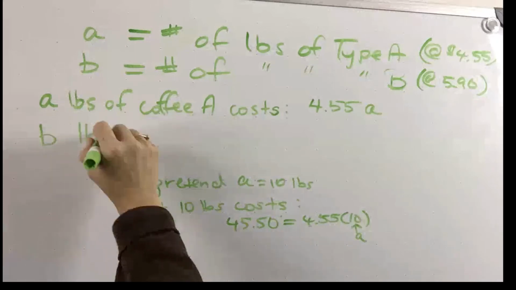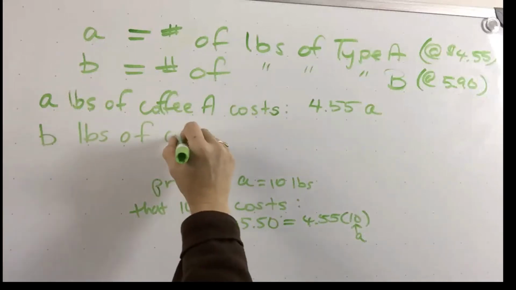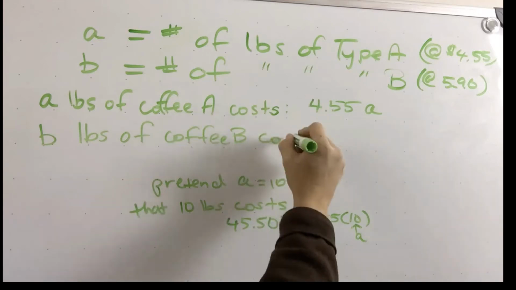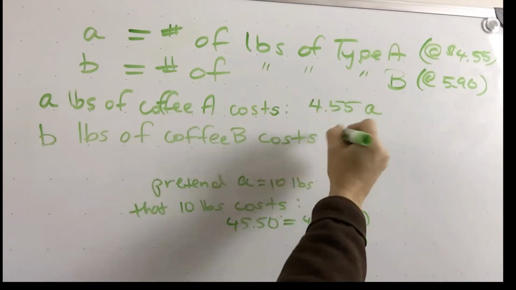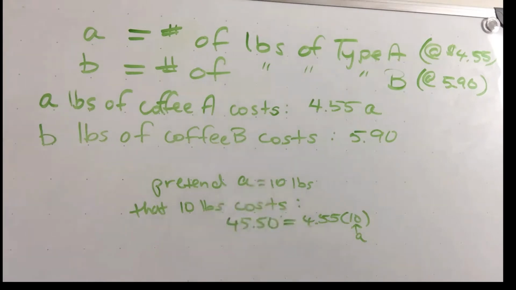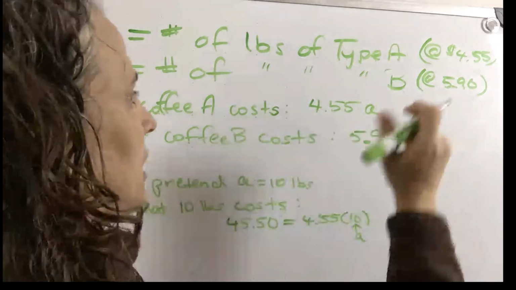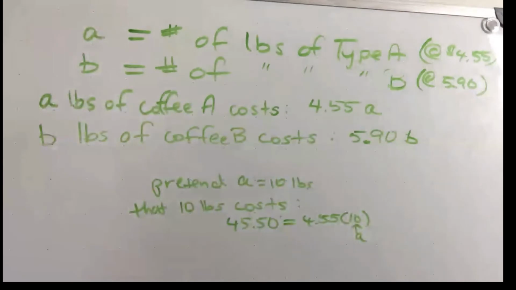So B pounds of coffee, and it's coffee B, is going to cost how much? So again, I want an expression. I don't want a number. Oh, would it be 5.90B? Right. If I don't know how much B is, I certainly can't say how much the bag costs, right? It's impossible. I'm just looking for an expression right now.